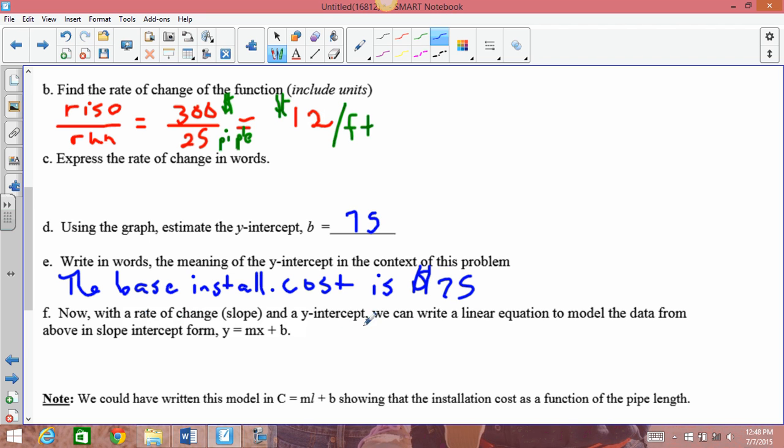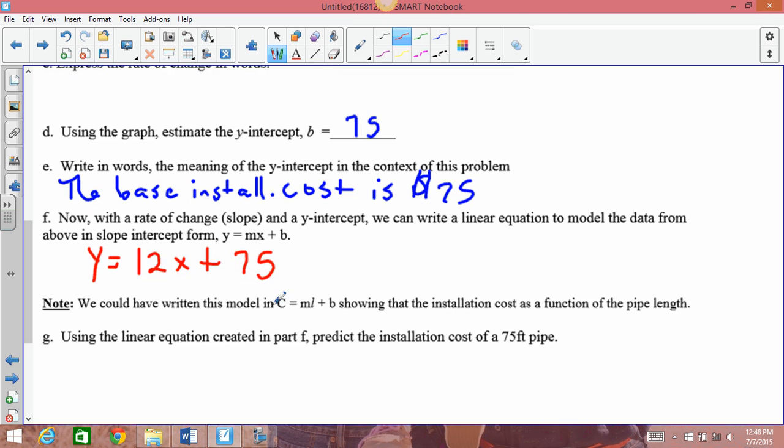Okay. Now, part F then says, okay, now with your rate of change, which is obviously your slope, and a y-intercept, write a linear equation to model the data. So if it ever says write a linear equation or write a linear model, we're always wanting you to go into y equals mx plus b format. So I'm going to go to my y equals. M is your slope. We calculated that back in part B, so there's your 12. X plus b is your y-intercept. You just calculated that back in part D. So 12x plus 75.